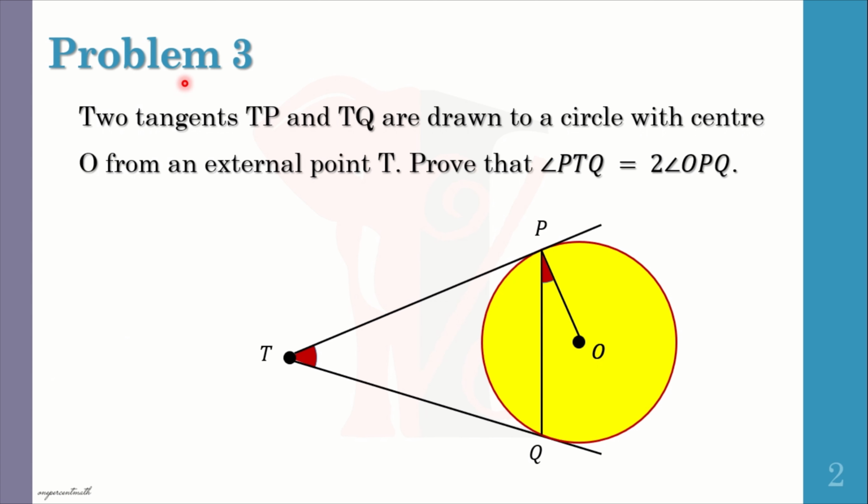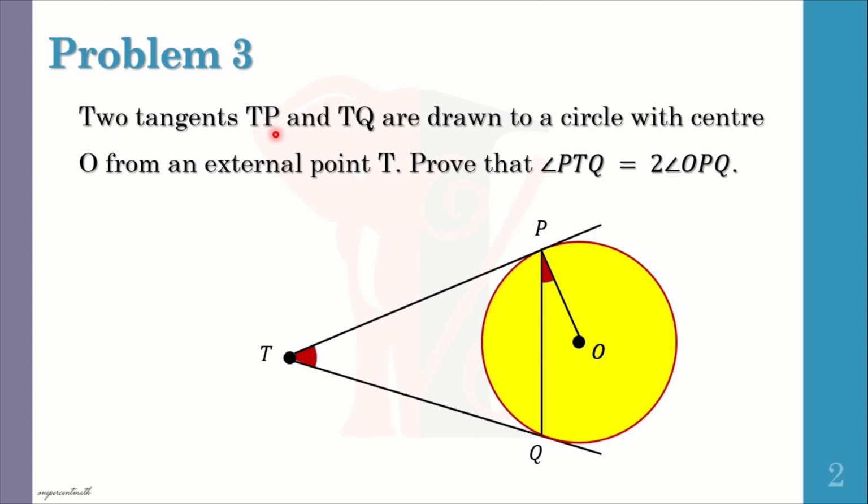Okay, what it says: two tangents TP and TQ are drawn to a circle with center O from an external point T. Prove that PTQ equals 2 times OPQ. Okay, it's a question. Sometimes what happens, they will not give you a figure. They will give only the question, so you need to think and draw the figure. So presently we have a diagram here, so we will compare it with that.